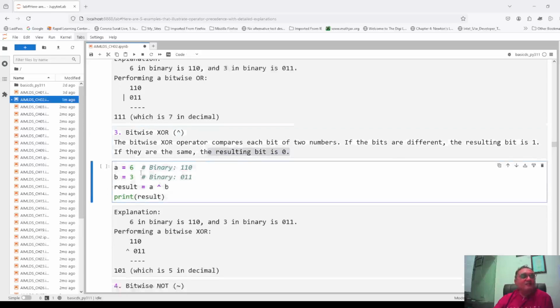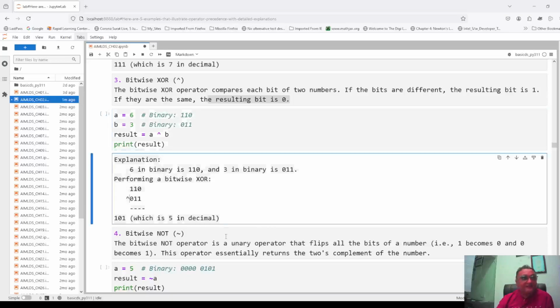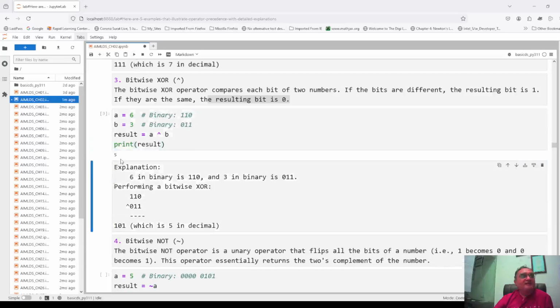Okay. So take the same two numbers, 6 and 3. Now if I see here, 1 and 0, they are different. Incentive, 1 result. Same, 1 and 1, punishment, 0. 0 and 1, incentive, so 1. So 101 is obtained, which is actually 5 in the decimal system. And here you can check that the number is 5.